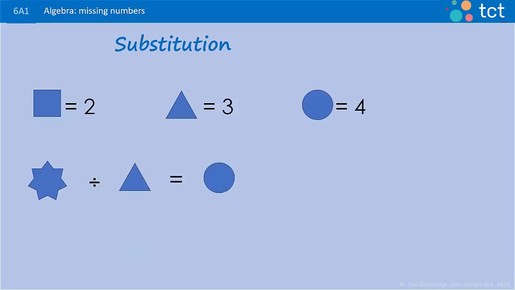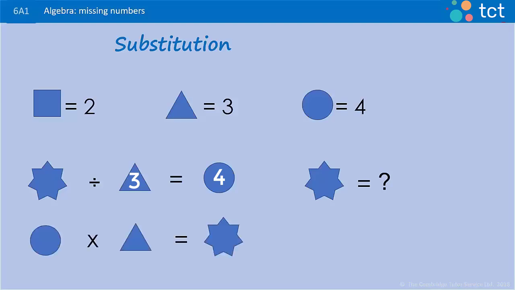Here we have one using division and multiplication as the inverse operation. The star divided by the triangle equals the circle. We know that the triangle is 3 and the circle is 4, so something divided by 3 is 4. What is that something? Again, we can use the inverse operation. We know that if we multiply the two other numbers, circle multiplied by triangle will give us whatever the star is worth. The triangle is 3 and the circle is 4. 3 times 4, that's 12.